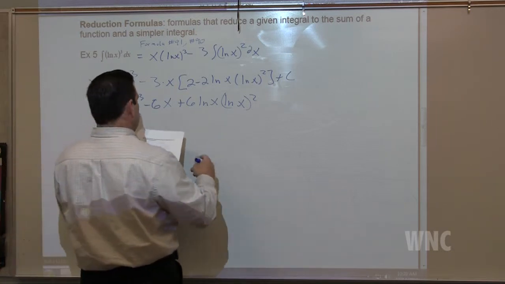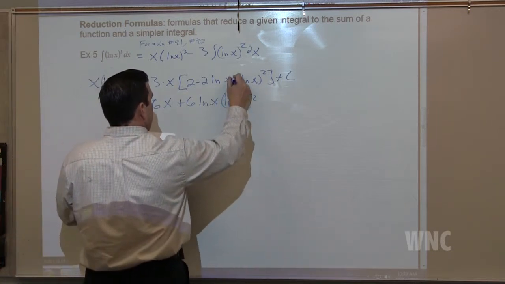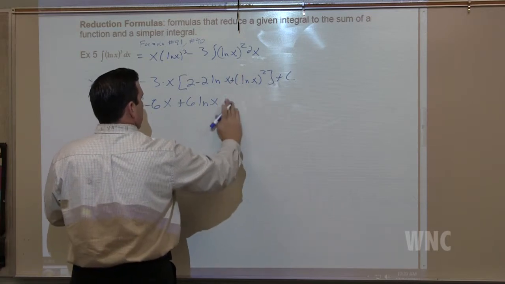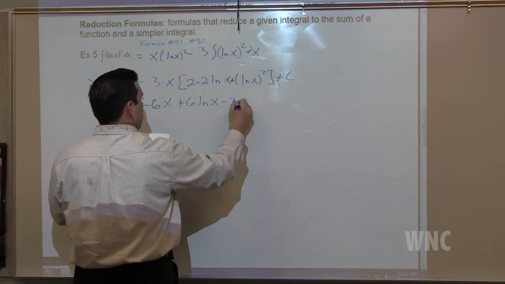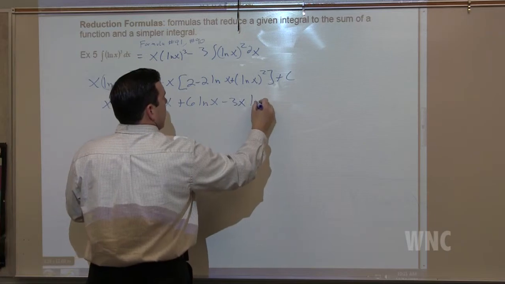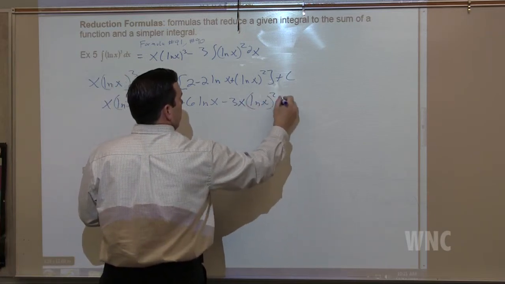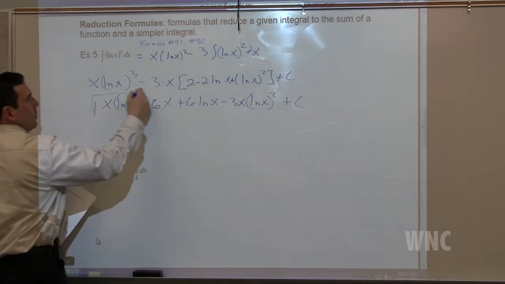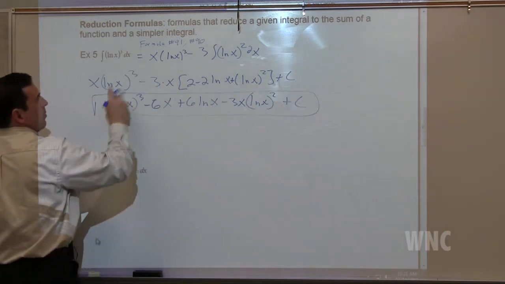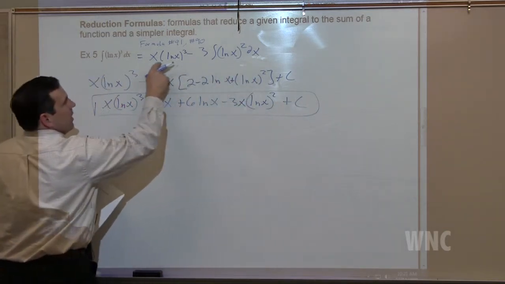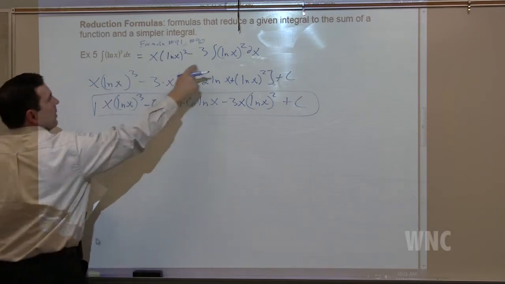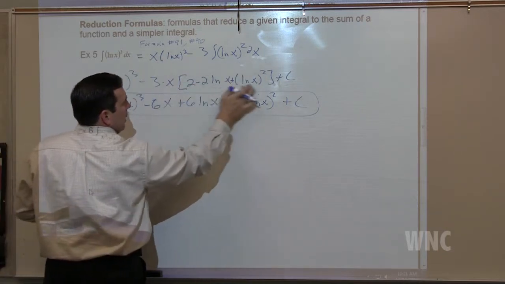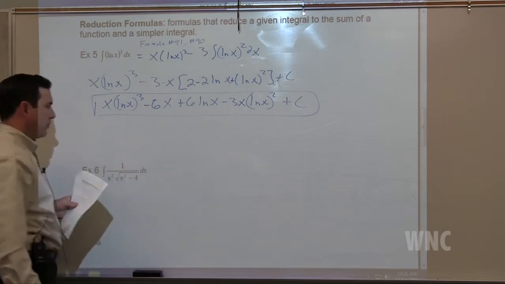Oh, I think there's a minus in here. Oh, this is a plus right there. So minus 3x natural log of x squared plus c. Okay, and that's the result. So for the first part, we use number 91. Then to evaluate this part, that was number 90.